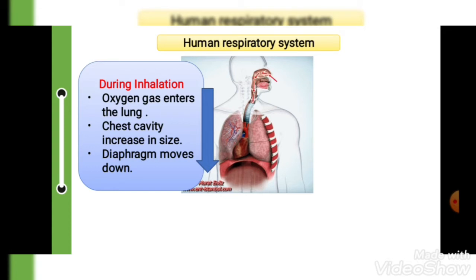During inhalation بيحصل ايه؟ During inhalation process oxygen gas enter the lung. So my chest cavity increase in size. It means enlarge. And the diaphragm moves down. كل البارتس هتوسع وتكبر عشان الاير يعرف يخش.